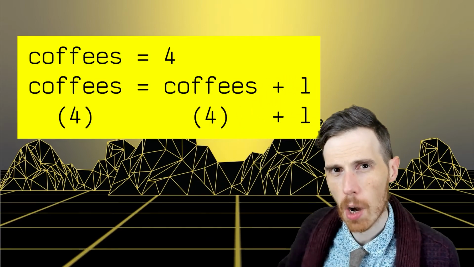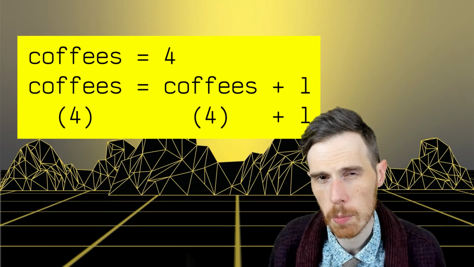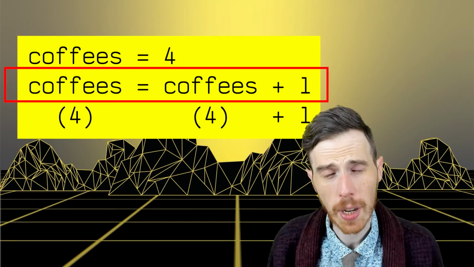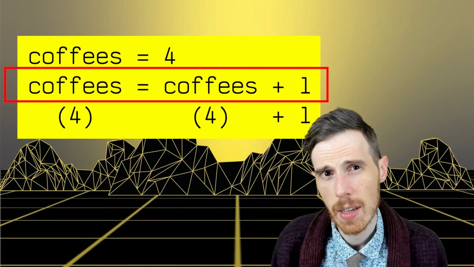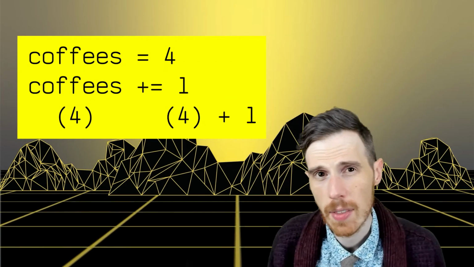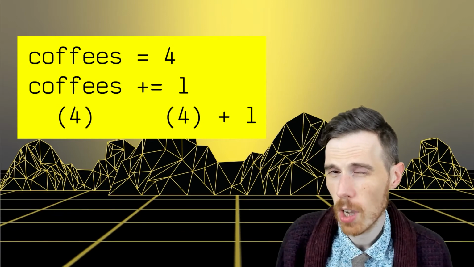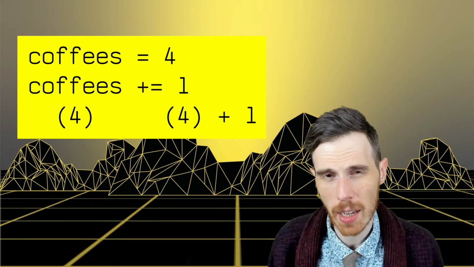Over at my right, here's our original program from the beginning of this video. Coffees gets 4, coffees gets coffees plus 1. Take that second line and let's substitute in the appropriate arithmetic operator now that we know about something like add assign. And you get this. That second line changes. It's functionally equivalent to coffees gets coffees plus 1, but in this case, it's a little bit more shorthand. Let's give you a crack at it.